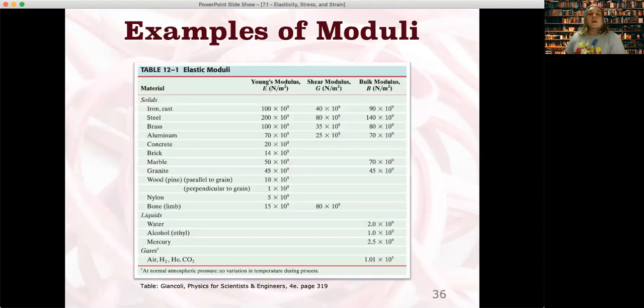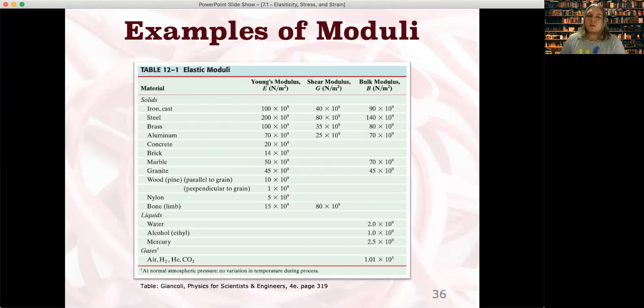So here's some examples of moduli. This is the same table we had earlier. Earlier we only looked at the Young's modulus, but now we've got shear modulus and bulk modulus to consider. We understand what they are now, so we can actually look at the numbers and see how they relate. So steel for Young's modulus was 200 times 10 to the 9 newtons per square meter. You can see that for the shear modulus, it's only 80 times 10 to the 9, and the bulk modulus is 140 times 10 to the 9.